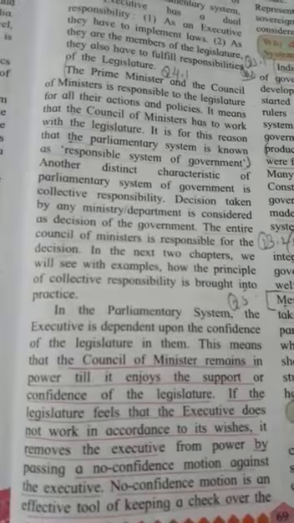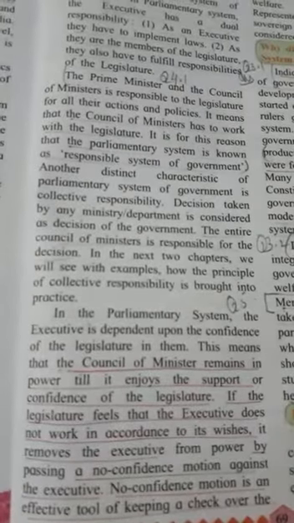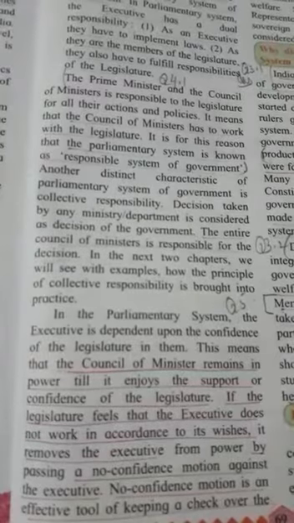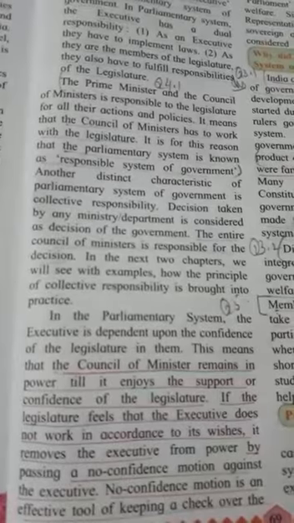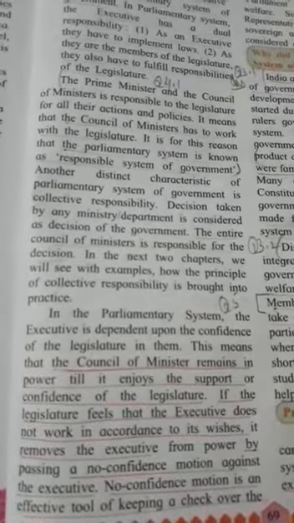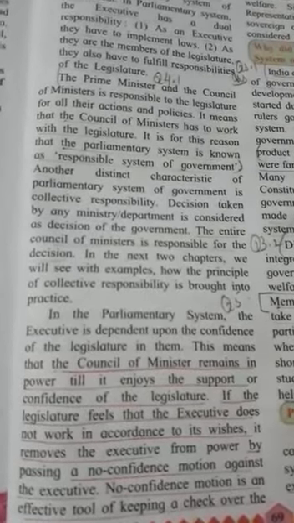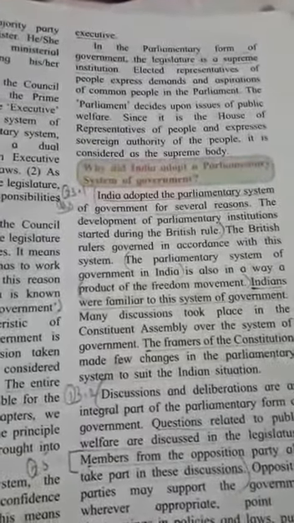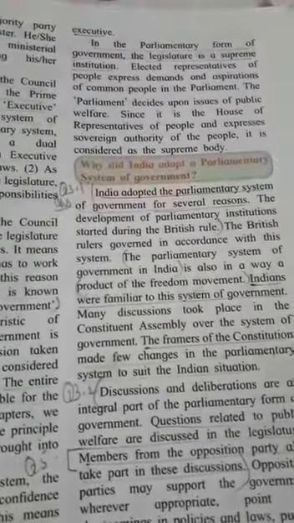If the legislature feels that the executive does not work in accordance to its wish, it removes the executive from power by passing a no confidence motion against the executive. No confidence motion is an effective tool of keeping a check over the executive. Now, in the parliamentary form of government, the legislature is a supreme institution.